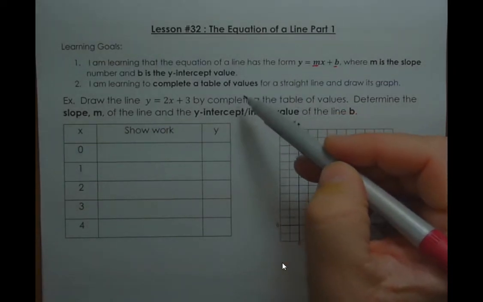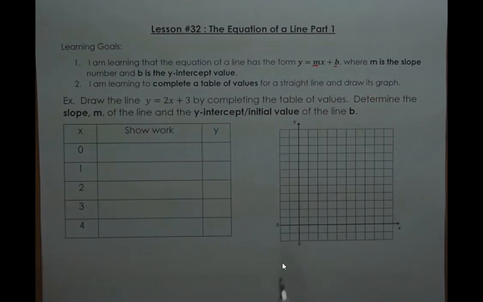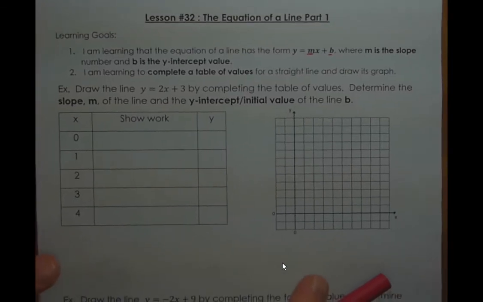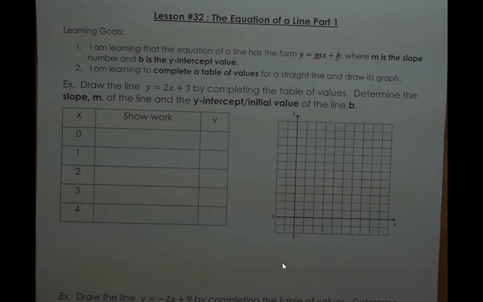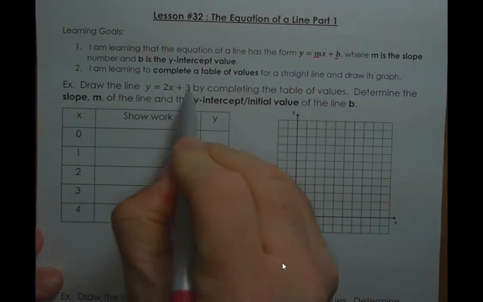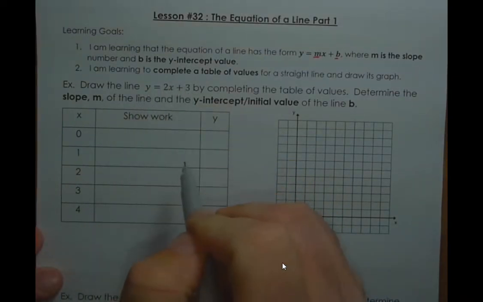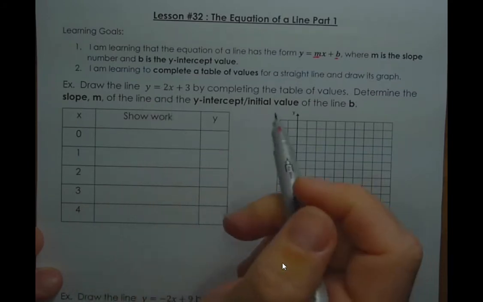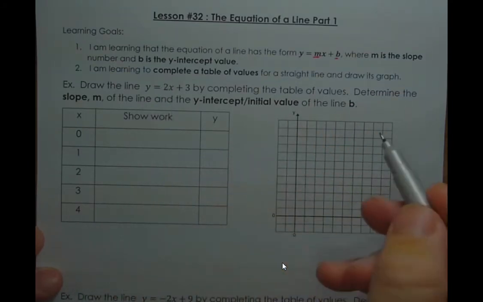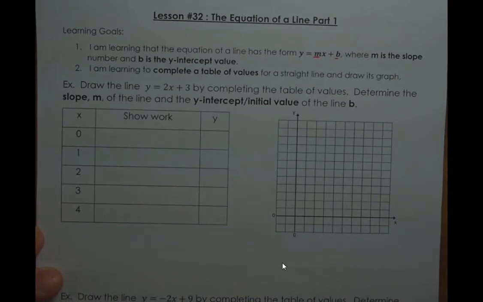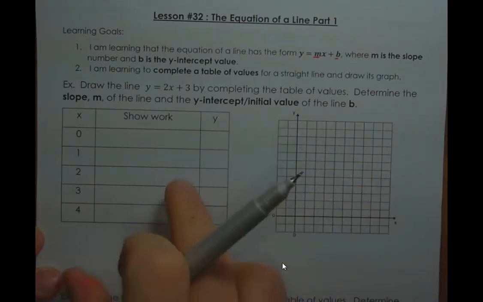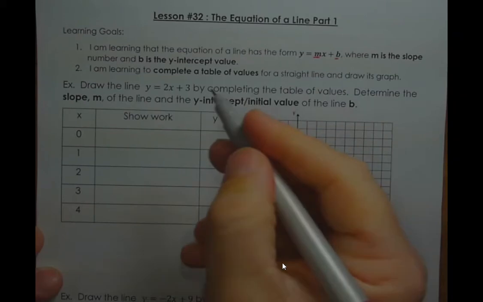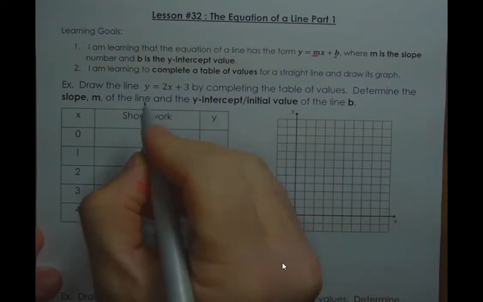I'm learning to compute values to draw a straight line to represent an equation. So we're going to start off a little slow, and then we're going to pick it up. This idea here is we're going to try to sketch the line y equals 2x plus 3. What we're going to do is determine the slope, determine the y-intercept, and make those connections. So we're going to complete the table of values first.